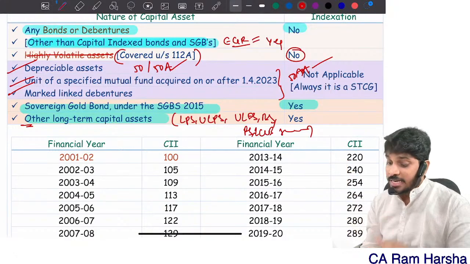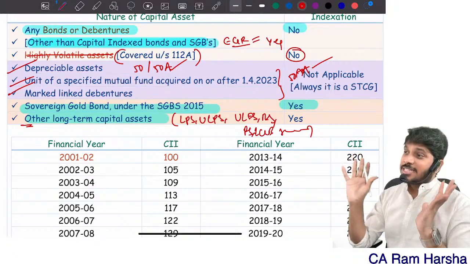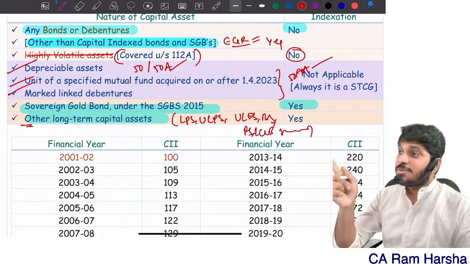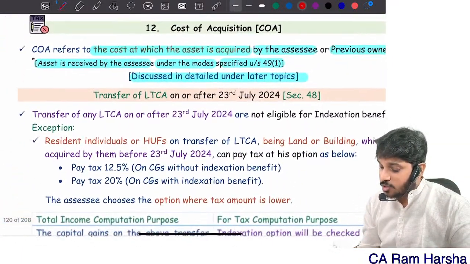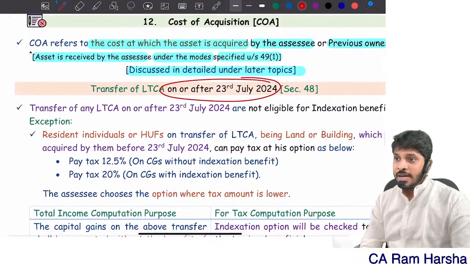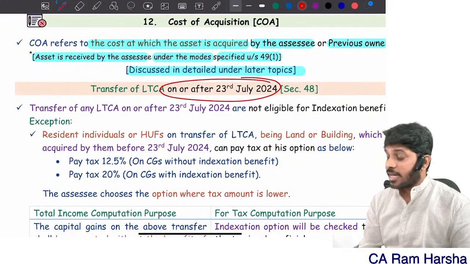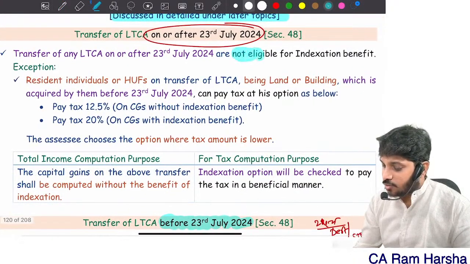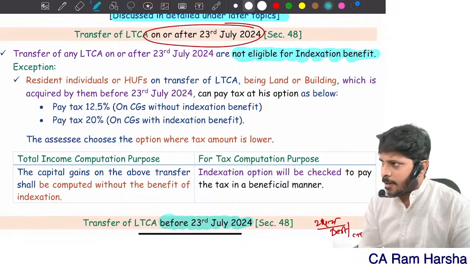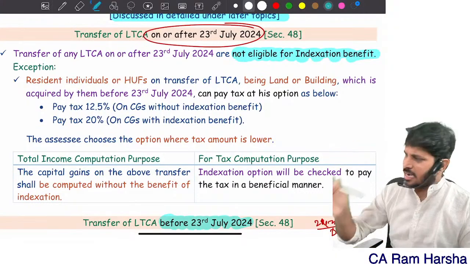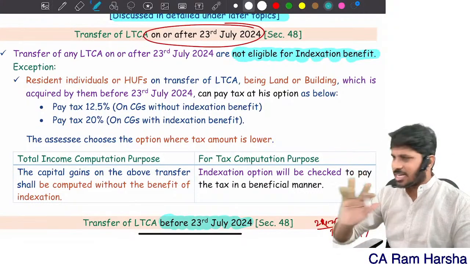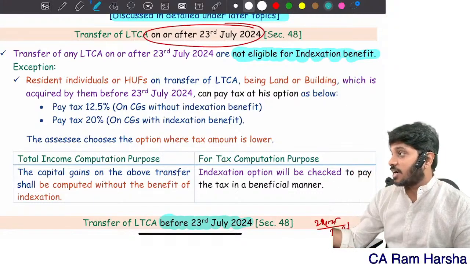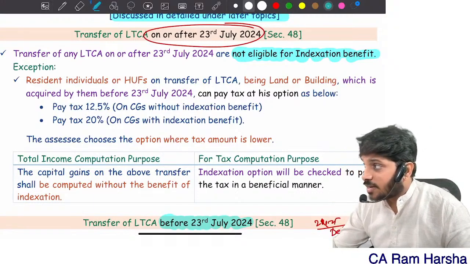Are you clear? Tell me, the concept of indexation itself comes when, if the transfer is before 23rd July. What if the transfer is on or after 23rd July? Straight away, no indexation at all. If the transfer is on or after 23rd July, not at all eligible for indexation. Any asset, jewelry, land and building, preference shares, equity shares, doesn't matter. No indexation at all, if the transfer is on or after 23rd July.